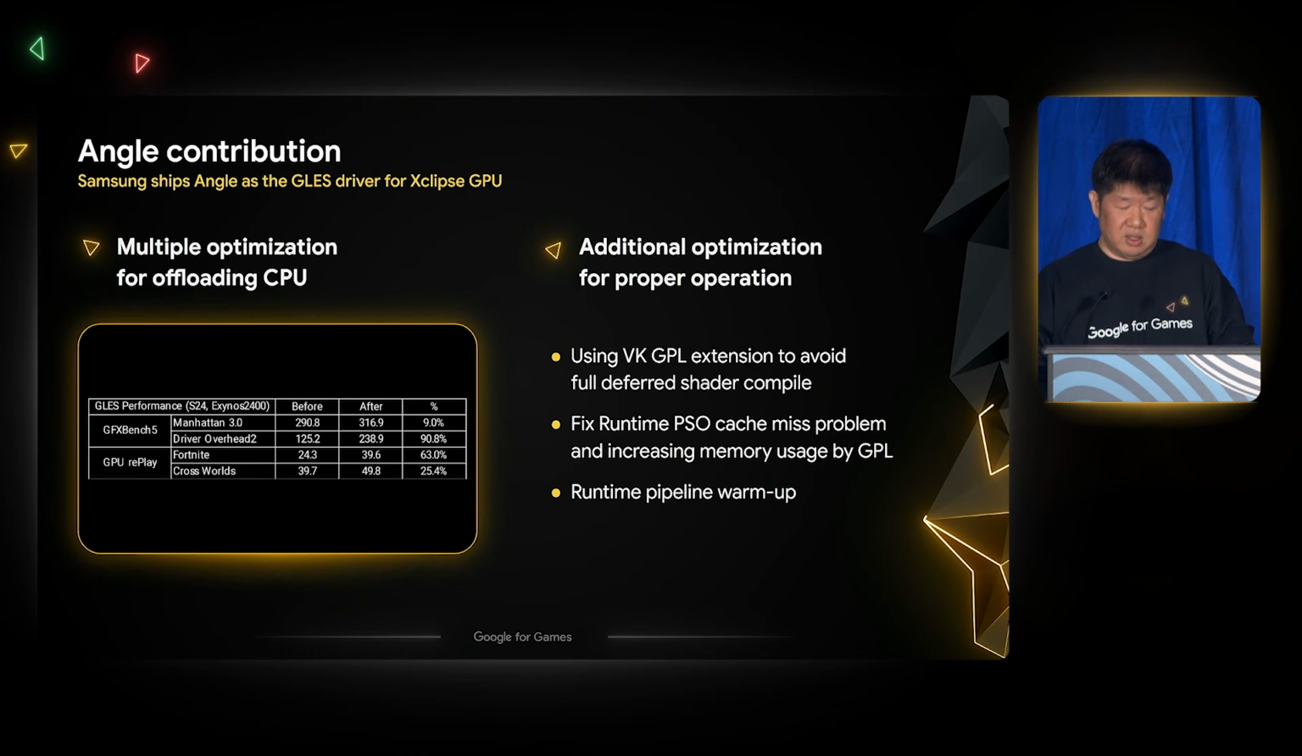So we brought the GPL extension into the ANGLE implementation, and the ANGLE project already had some basic implementation. We modified that and optimized it more, and now ANGLE is shipping with the Galaxy S24 Exynos, supporting the proper API for the program binary.